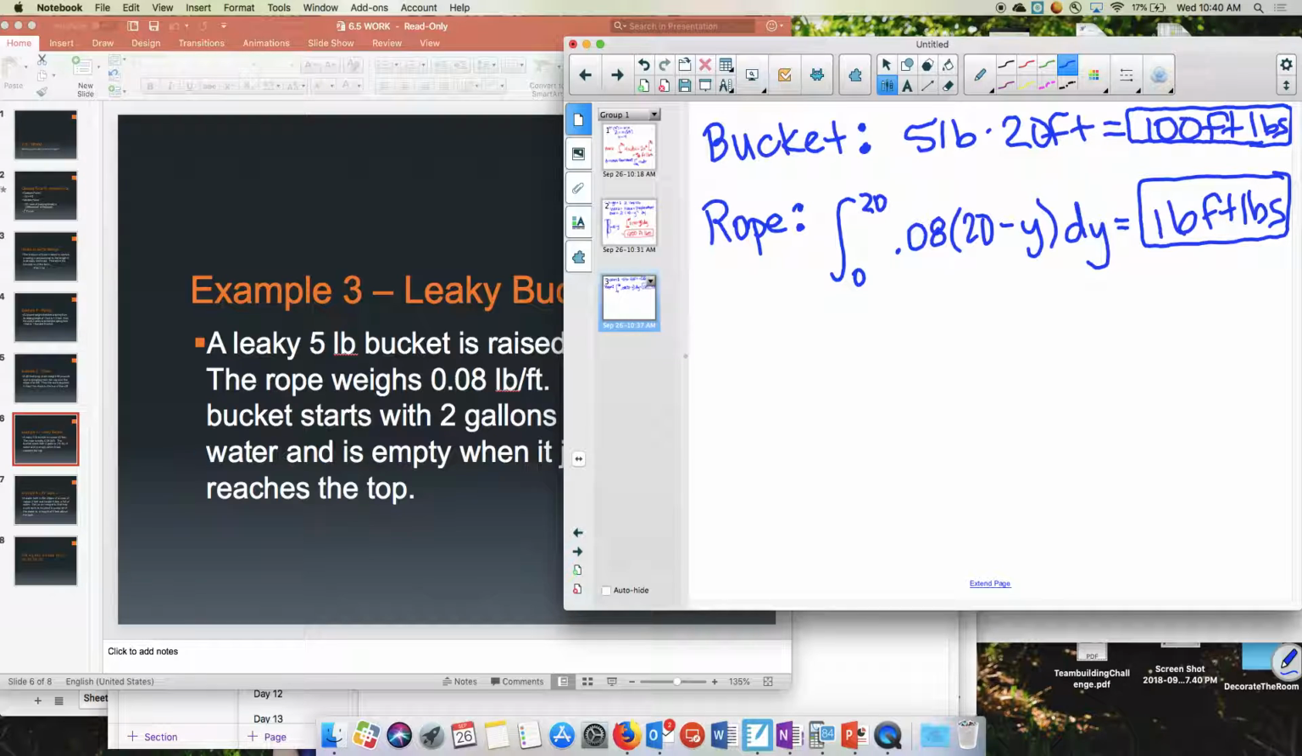You write 16 in pounds the same. Yeah, 16 it looks the same. It does. Okay. Foot-pounds.